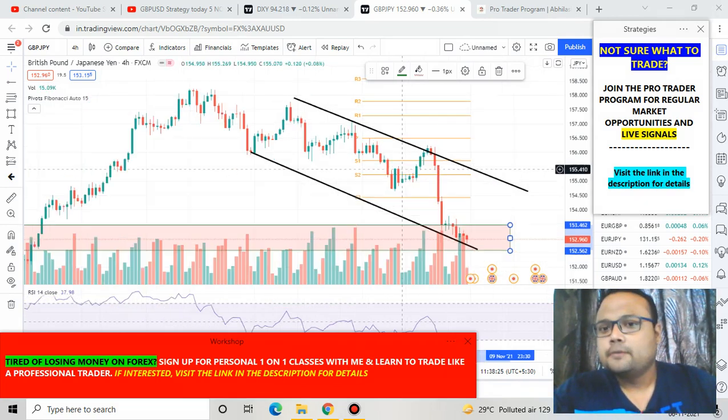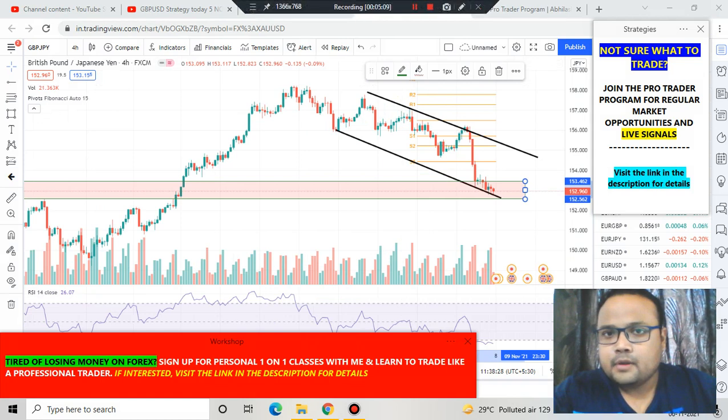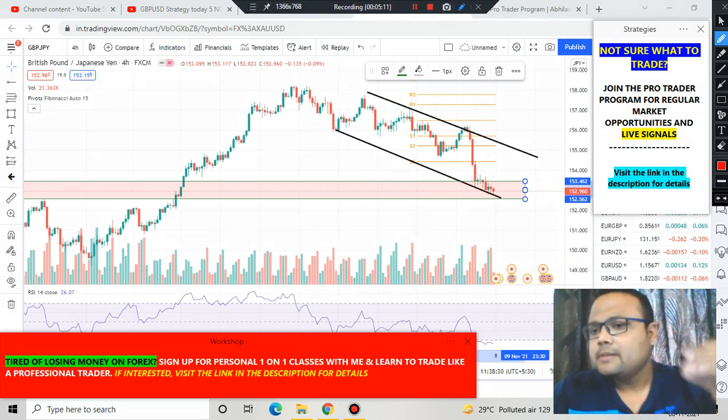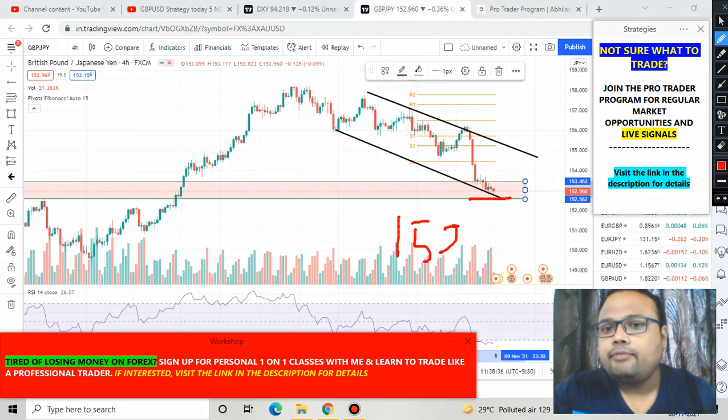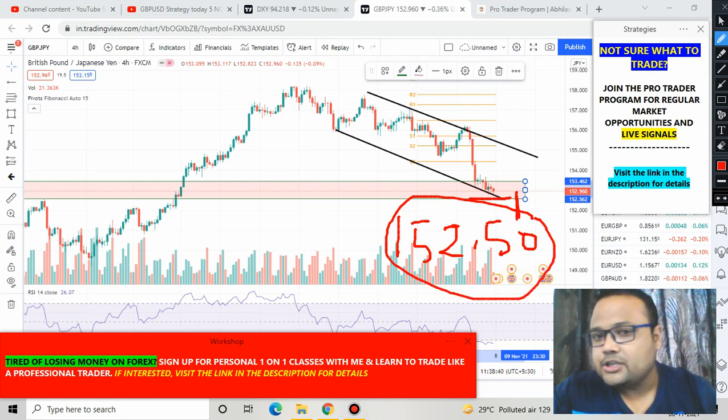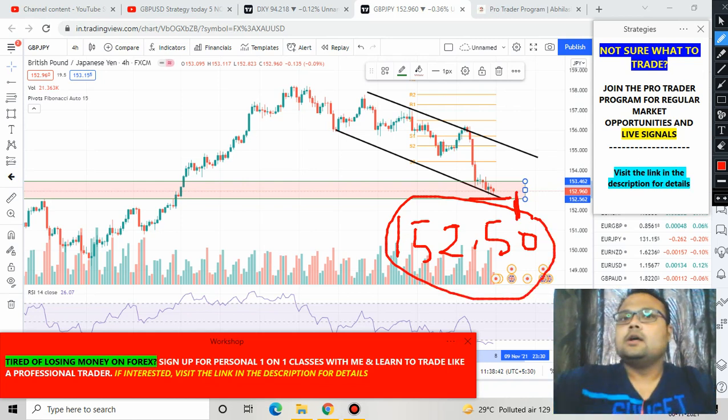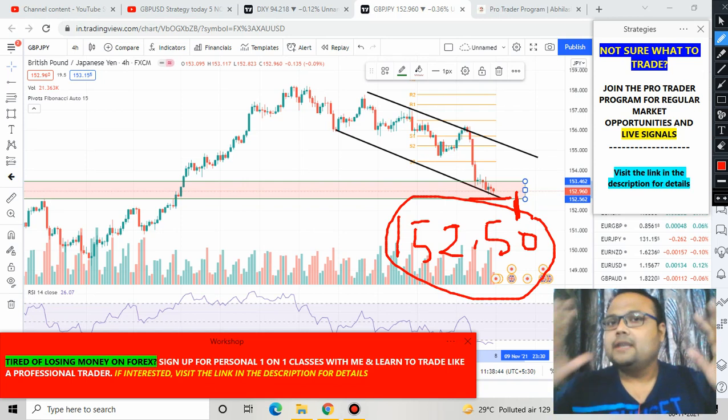On the other hand, in case you see some heavy selling or fresh selling on GBP JPY below the 152.50 level, then also you can initiate a sell position, because we will understand that there is fresh selling on the market. A new section of sellers have joined, and they are just selling and selling. So in this case also you can take a sell position.